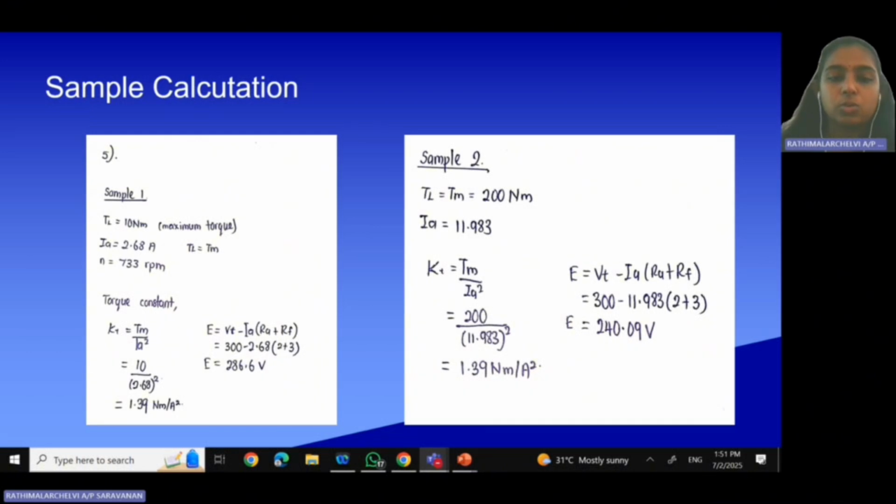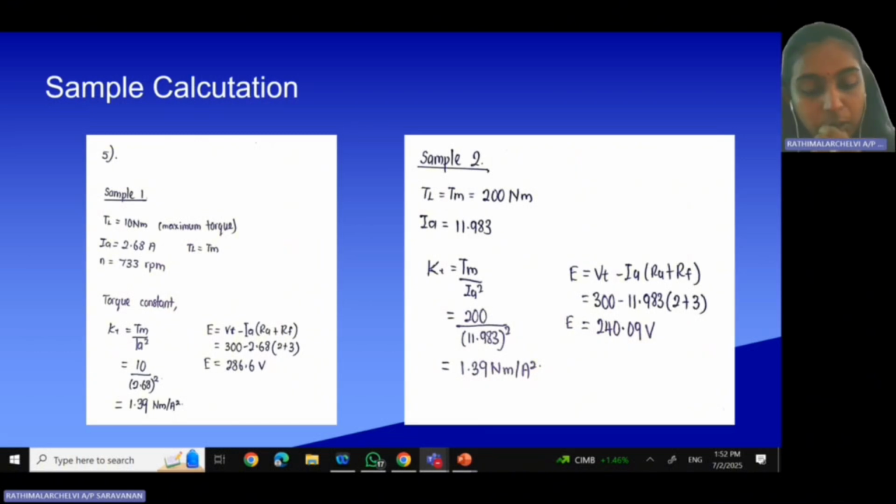As we see, we took two samples, which are load torque 10 Nm and 200 Nm. The load torque TL equals the maximum torque. I calculated the constant torque. The formula for the constant torque is maximum torque divided by armature current squared. When we divide, we get 1.39. So for both load torques, we got the same constant, which is 1.39.